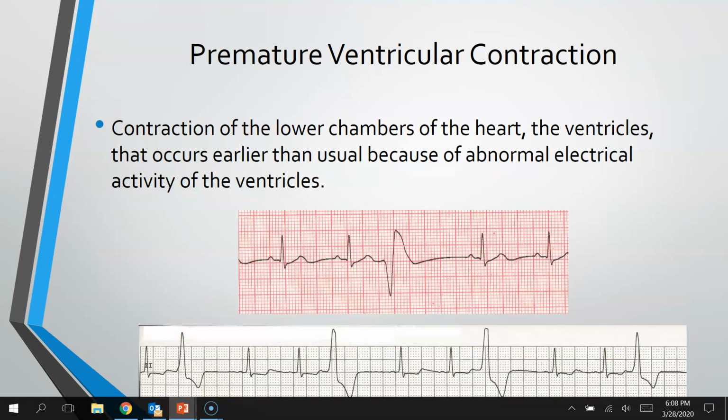A PVC is actually a contraction of the chambers, or of the ventricles, that occurs earlier than usual because of the electrical activity of the ventricles. So you'll see here, we have a normal beat, all of a sudden it just decides to do a ventricular beat early and kind of messes everything up, but then goes right into a normal pattern again.